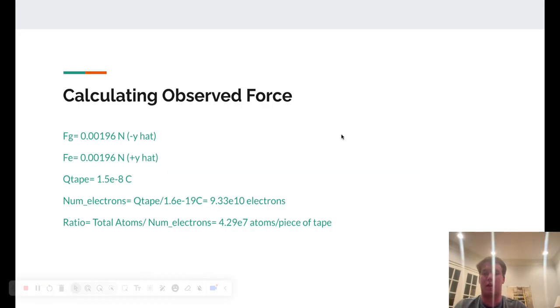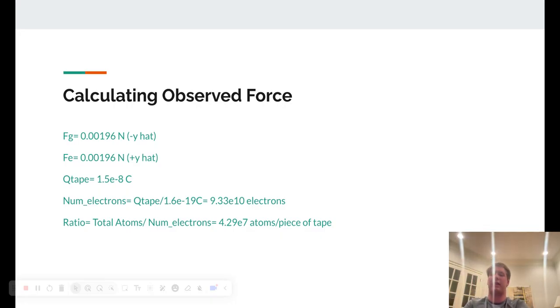So when we were calculating our observed force, it's not a super hard calculation. We first calculated the force of gravity by doing mass times the acceleration due to gravity in the y direction. We found that it was 0.00196 newtons in the negative y hat direction, and we know thus if the tape was floating, the electrostatic force must be the same thing in the positive y hat direction.